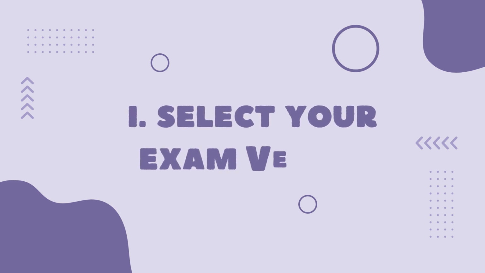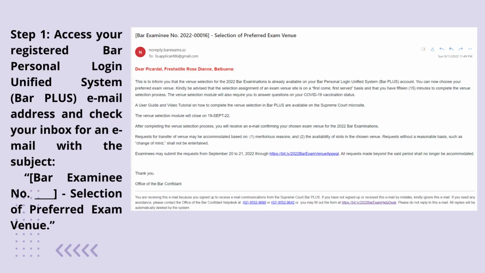Select your exam venue. Step 1. Access your registered Bar Plus email address and check your inbox for an email with the subject, Bar Examinee Number, Selection of Preferred Exam Venue.